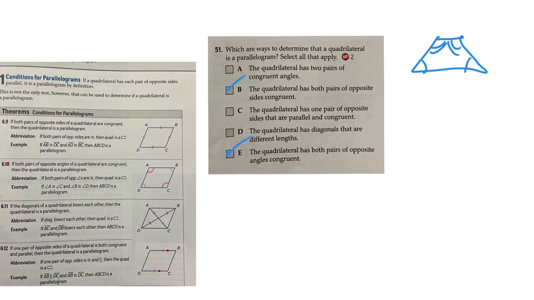Part B, the quadrilateral has both pairs of opposite sides congruent. Yes, that's right here. So we're happy with that. The quadrilateral has one pair of opposite sides that are parallel and congruent, like simultaneously parallel and congruent. Yes, that is this scenario that we had discussed before. And the quadrilateral has diagonals that are different lengths. No, that's not enough. The diagonals certainly need to bisect each other, that's for sure. But that's not what they're saying. Okay, so let's move forward.